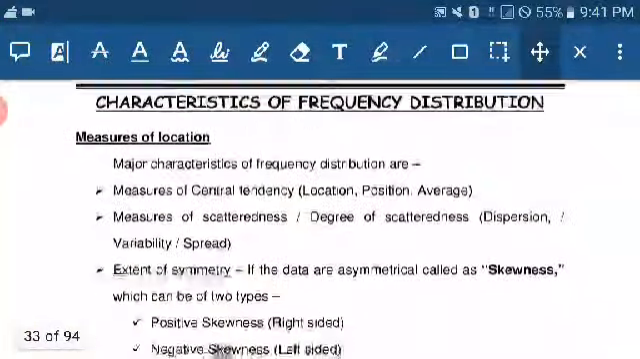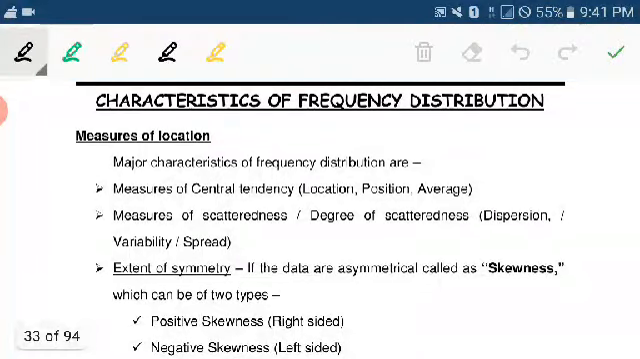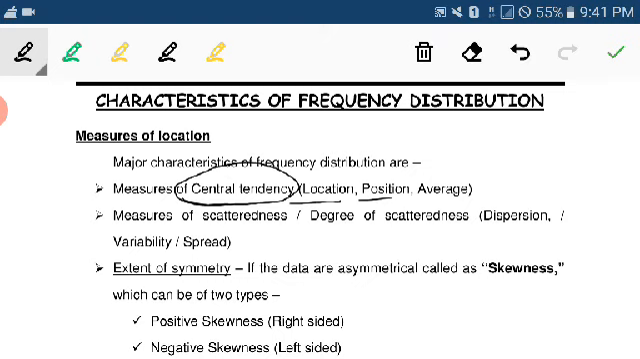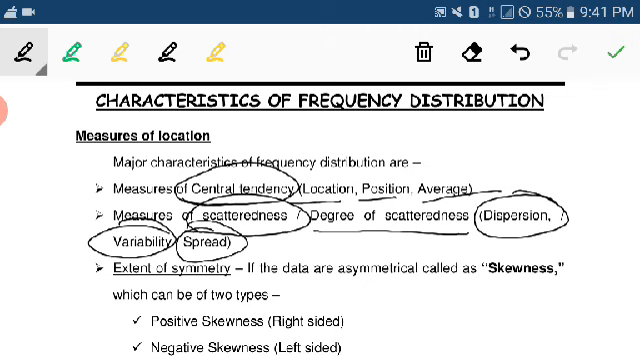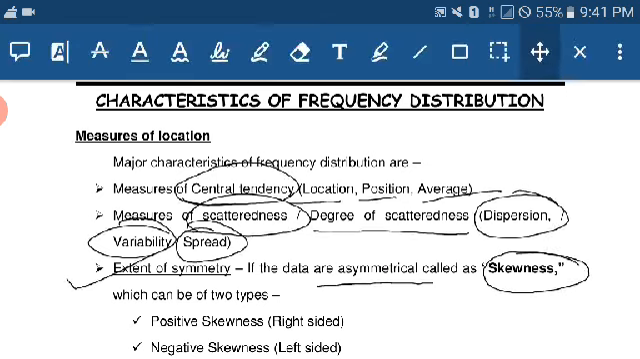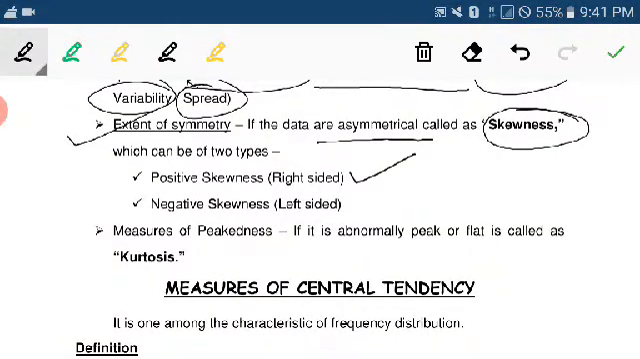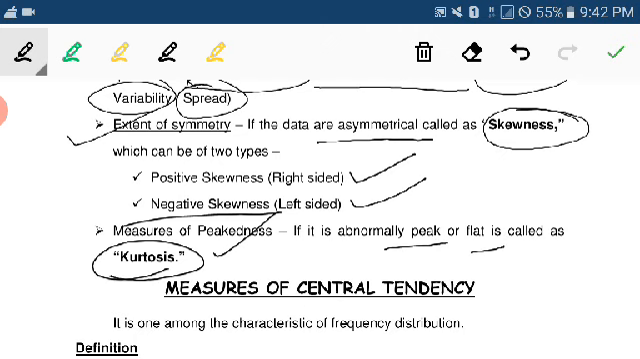The next topic, characteristics of the frequency distribution. What are the characteristics? Measure of location, that is the measure of central tendency: location, position and the average. The measure of scatteredness or degree of scatteredness, that is dispersion, variability and spread. Extent of symmetry: if the data are asymmetrical, it is called skewness, which can be of two types, positive skewness, that is right sided, or negative skewness, that is left sided. Measure of peakedness, whether abnormally peaked or flat, is called kurtosis.